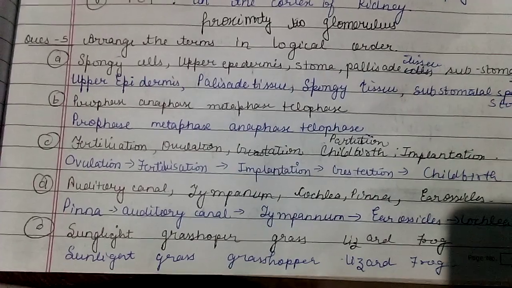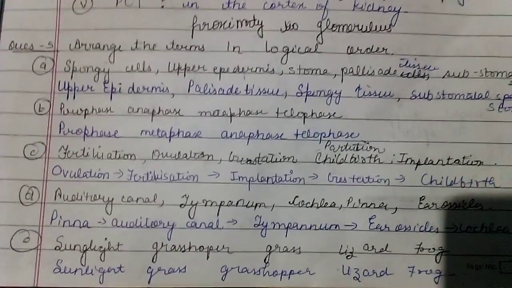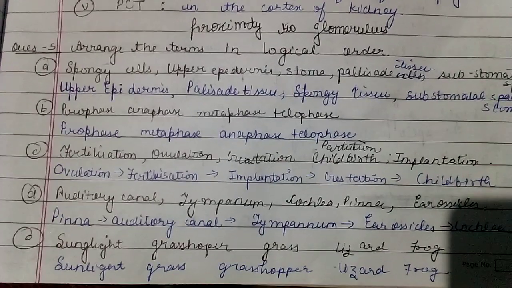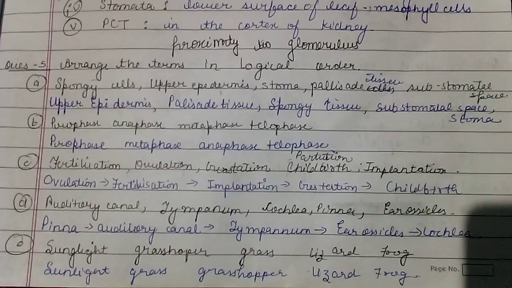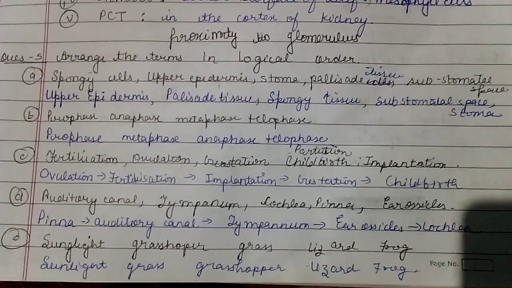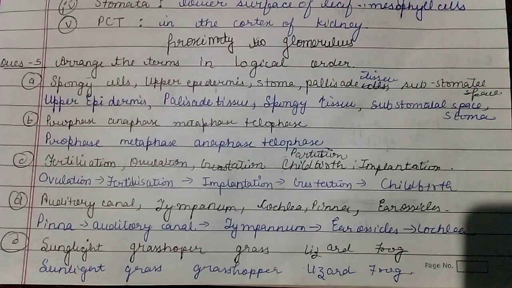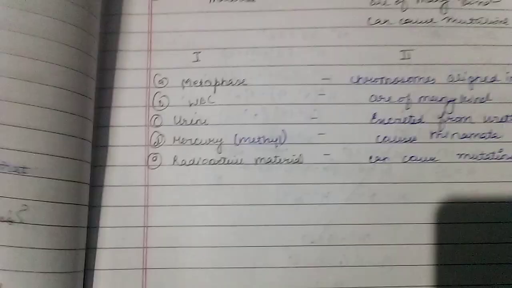Option D: auditory canal, tympanum, cochlea, pinna, ear ossicles. The correct order is pinna, auditory canal, tympanum, ear ossicles, and then cochlea. Option E: sunlight, grasshopper, grass, lizard, and frog. First of all we have sunlight, then grass, then grasshopper, then lizard, then frog, and we are talking about a food chain, you can say. Some portion of that is given in the chapter on photosynthesis.